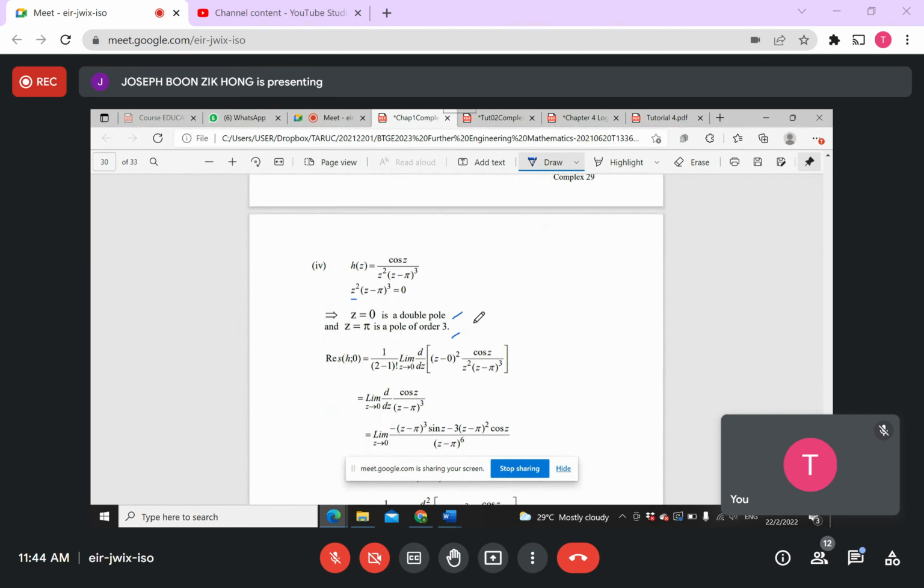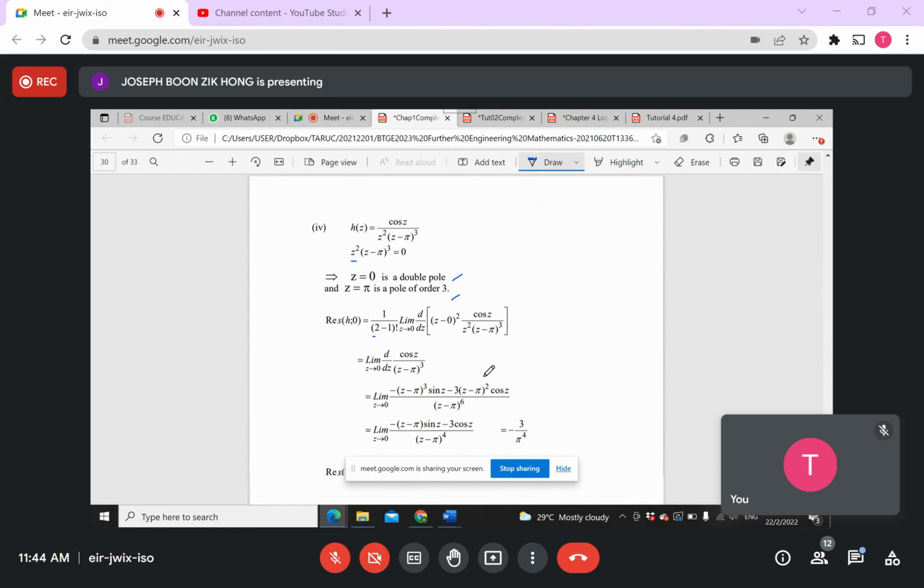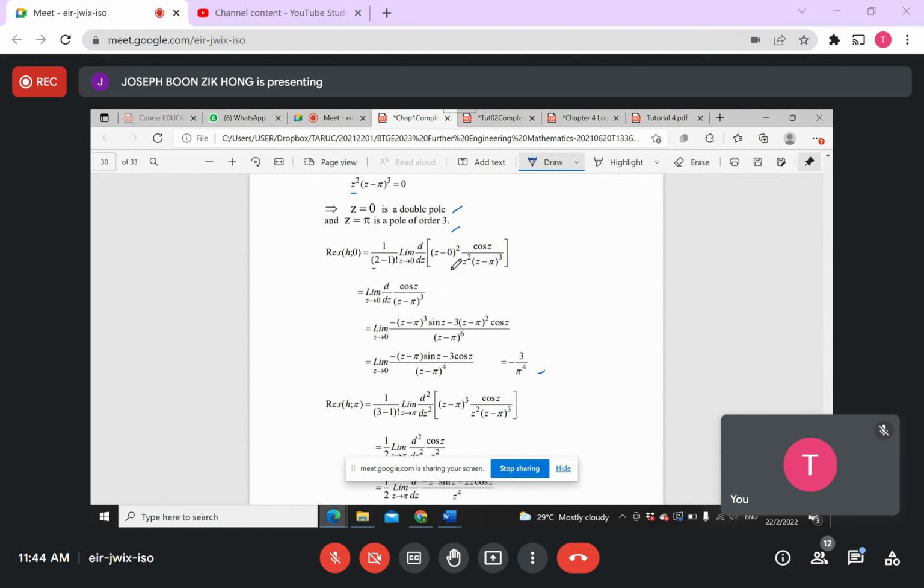Okay, so this one is a double pole, so change your m into 2 minus 1. Because this one is a double pole, you only need to differentiate one time, and then you will get your answer here. This one is a bit longer, but it's still the same concept, just you have to differentiate one time first.